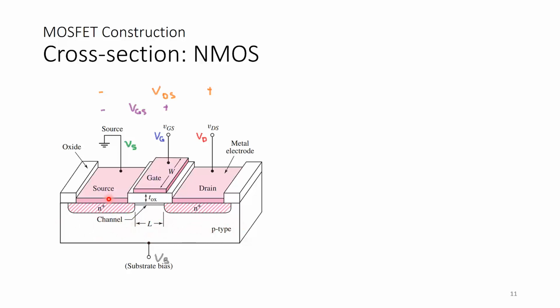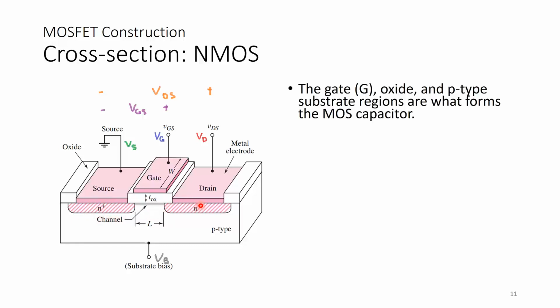The source is the contact point for this heavily doped region here, and it is the same for the drain. So you have the gate oxide, and the gate, which is usually polysilicon. The metal is actually replaced with polysilicon. Then there is an oxide here and a p-type substrate region, and this is what forms what they call a MOS capacitor.